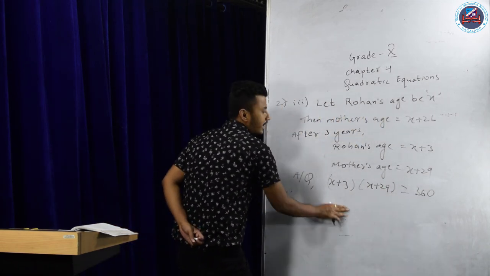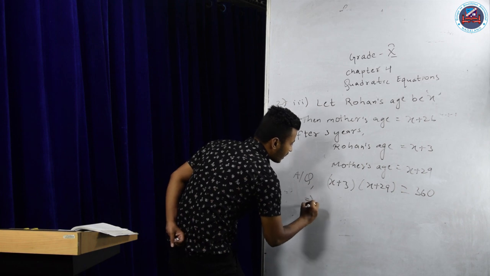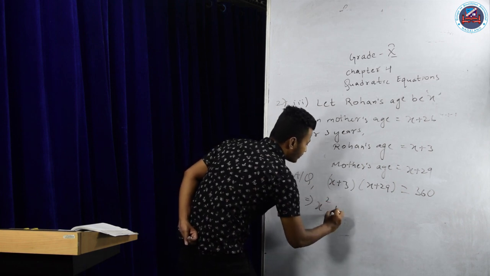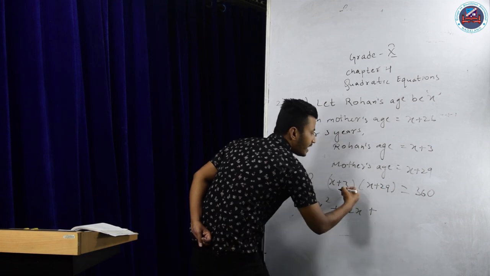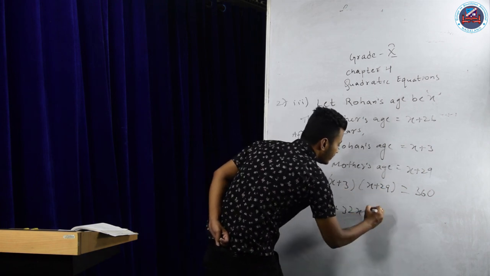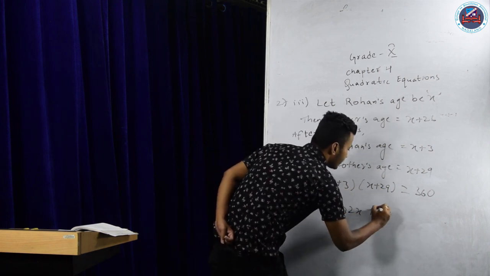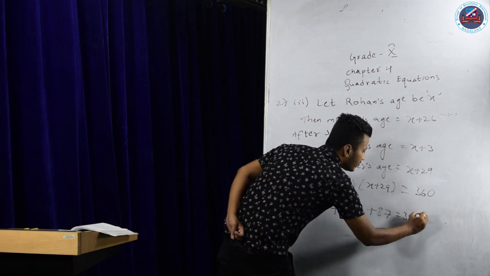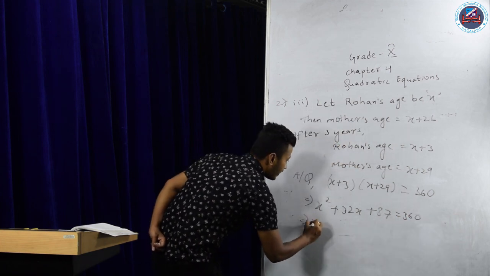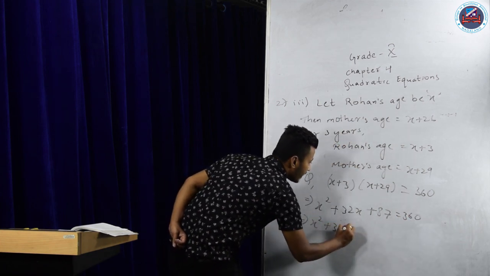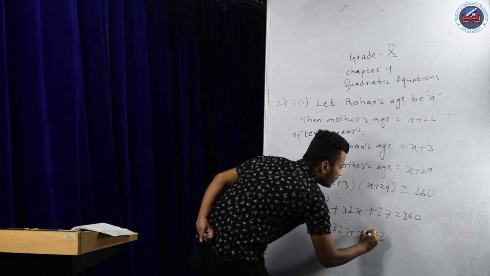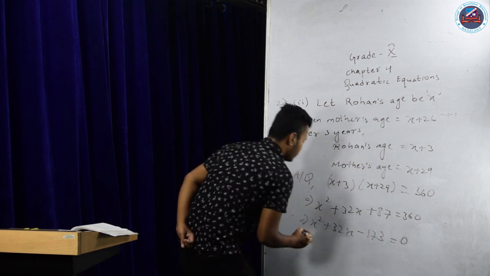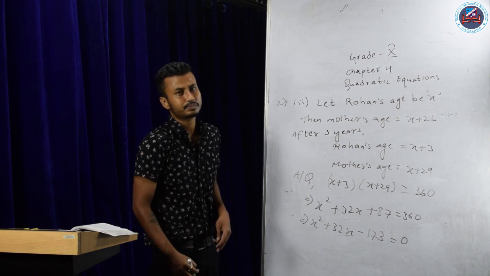This is the data and this is the equation. So this becomes X square plus 32X plus 29 times 3, which is 87, equals 360. So X square plus 32X minus 173 equals 0. This is your final equation.